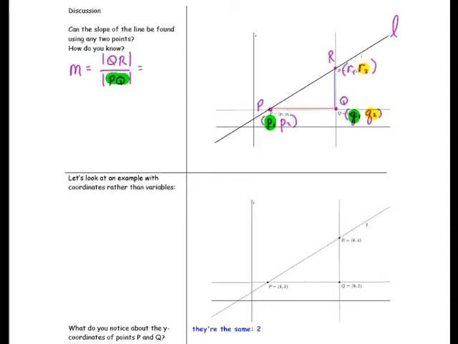So this will be the distance of q sub 2 minus r sub 2. Okay, that's right here and right here. And then the denominator is the difference in the x coordinates, which will be p sub 1 minus q sub 1.